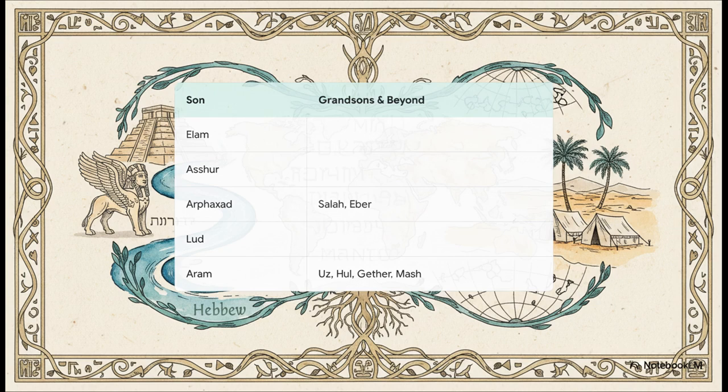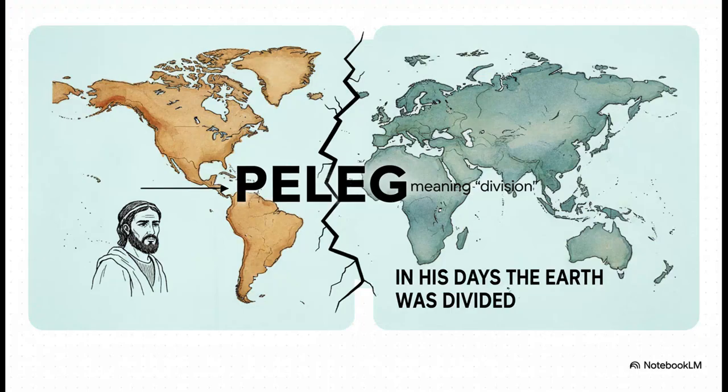Now, Eber had 2 sons, and the name of one of them marks a world-changing event. His son was named Peleg, which literally means division. And you have to ask, why? Well, the text tells us, clear as day, for in his days the earth was divided. This one cryptic line has fascinated people for centuries. What does that even mean?